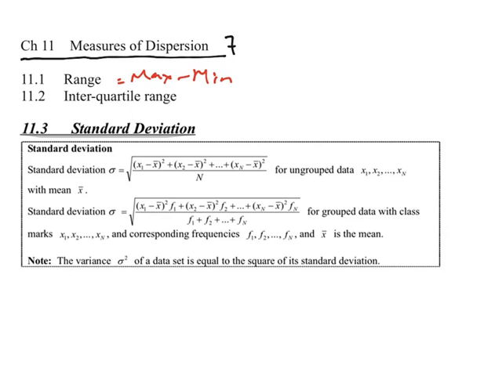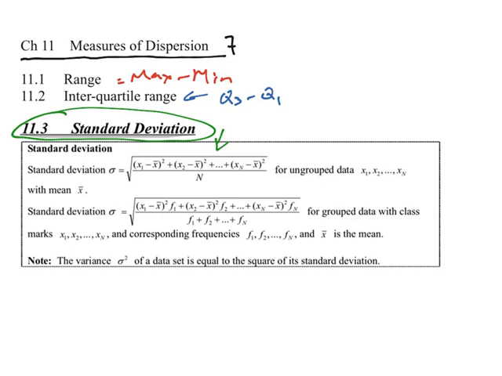Secondly, we learn the interquartile range. For the interquartile range, we use Q3, that means the upper quartile, minus the lower quartile. This method is better than range. Lastly, for this chapter, we will learn the standard deviation. It is the most accurate method to measure the dispersion, but it is the most complicated. You can see the formula is very complicated, but we always use the calculator to help us.